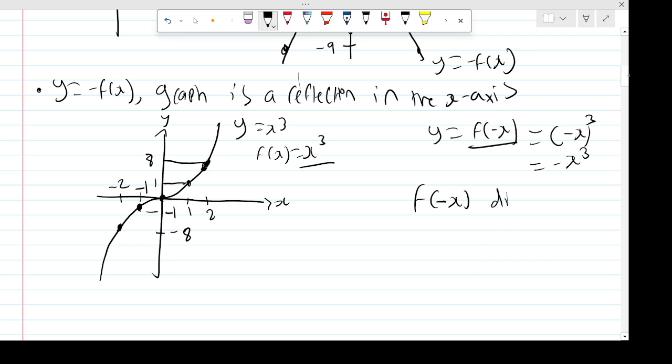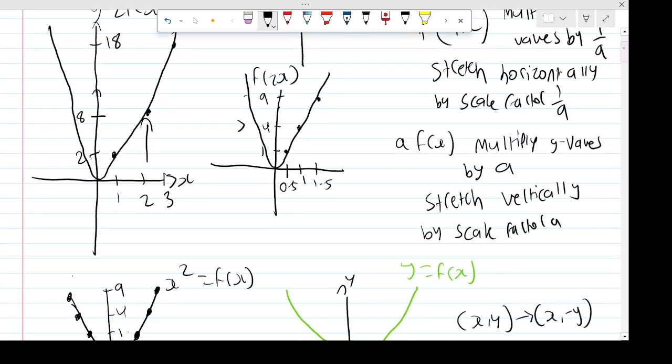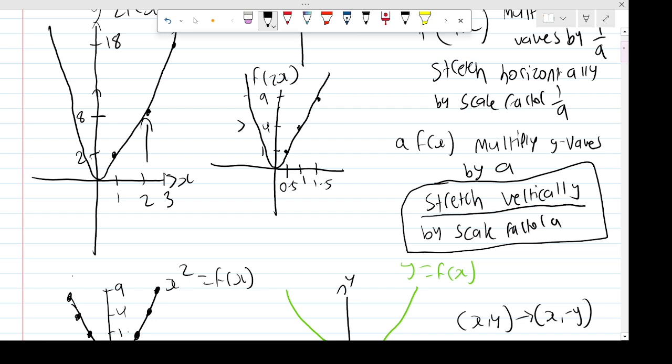So this is dividing, or even multiplying in this particular case, the x values by -1. Or if you want to be really fancy, this is saying a stretch horizontally by scale factor -1. Remember when we use this terminology? And you will see this terminology, so do get used to it. We will be describing graphs in this very particular type of terminology.